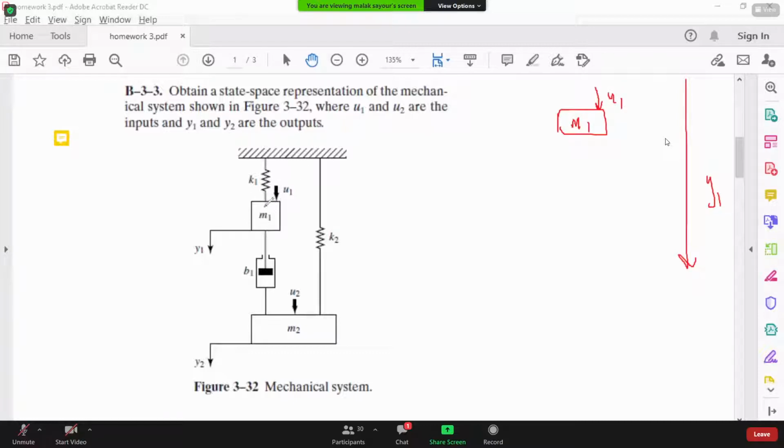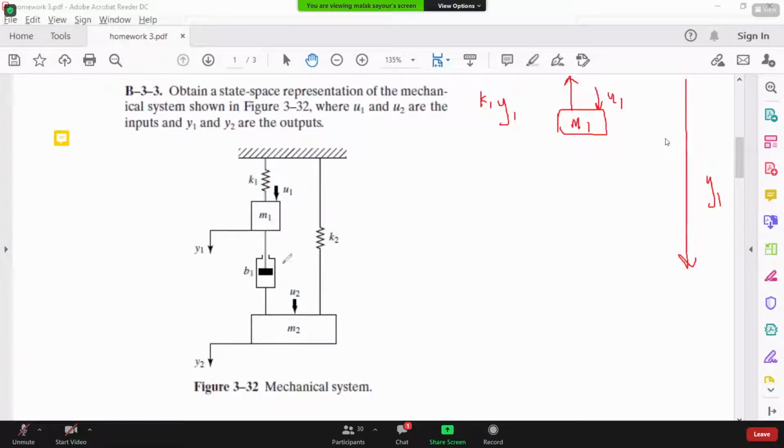We all know that the force of a spring is proportional to the displacement. So usually F is equal to K delta X. Here the displacement is Y, so the force will be equal to K1 Y1, and it will be upwards. Why is it upwards? Because the spring is acting against the mass. So it's taking energy from the system, and thus it is opposite to Y1, and it's upwards.